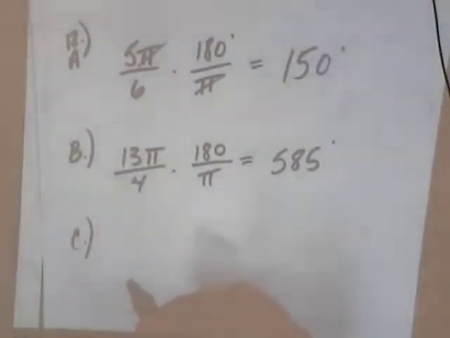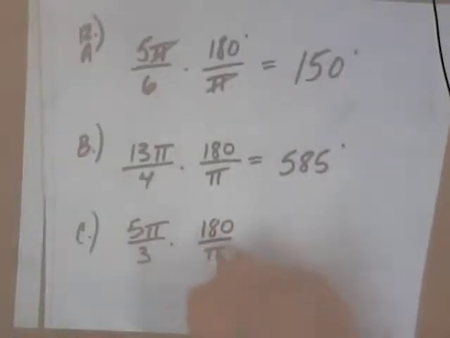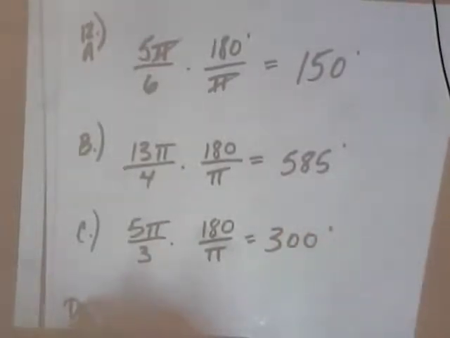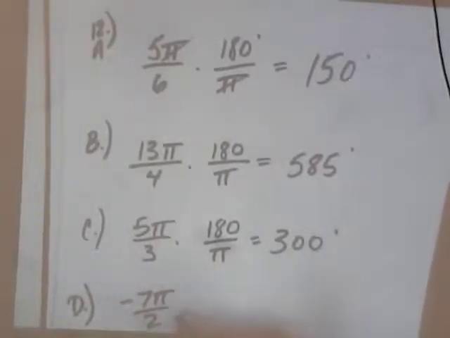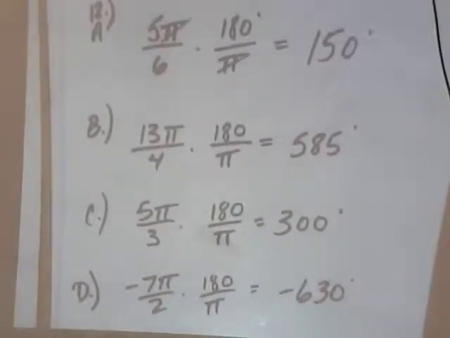C. 5 pi over 3. So is that 300? Yeah. D. Negative 7 pi over 2 times 180 over pi. So that's negative 630. Questions on number 12? Okay, 13.